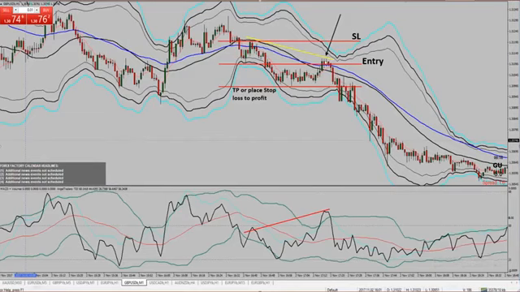Again, entry off the 50 moving average. Hidden divergence is present. Stop loss is the previous high. You have to give yourself enough to have at least 1 to 1 risk to reward. And in this case, if you put your trail stop on there, this trade just kept riding. Great trade.